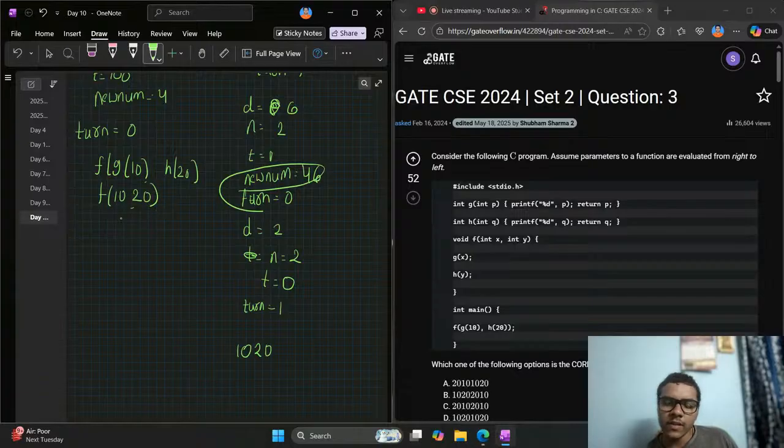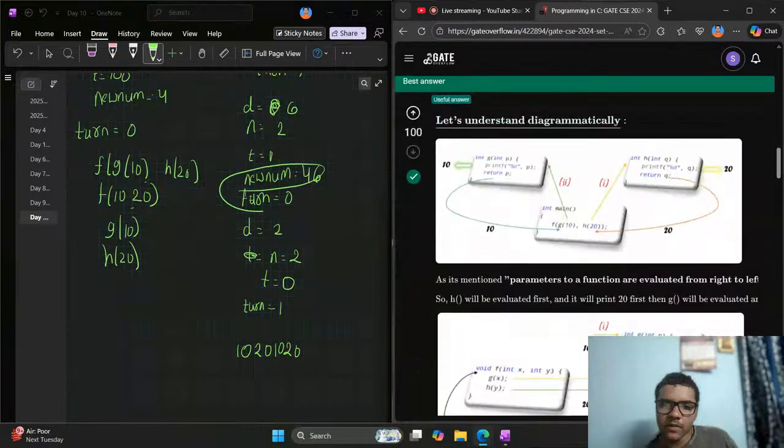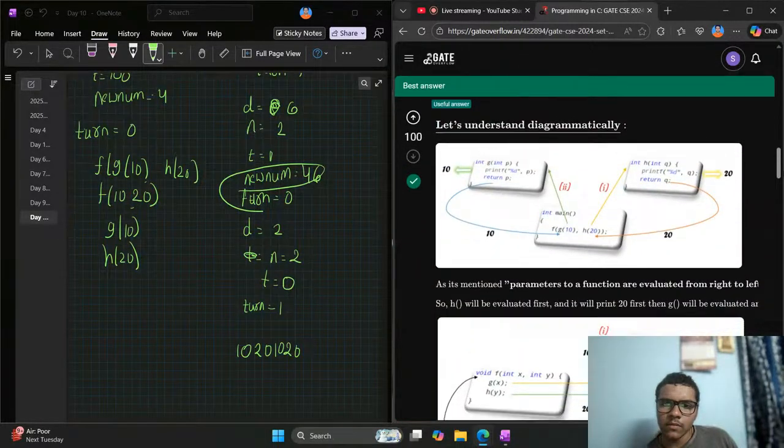Let's see now. G of x prints g of x first, and so it prints g of 10, which prints 10, and H of 20 it calls and it prints 20 again. 10 20 10 20 10 20 10 20. So D should be your answer. Wow.